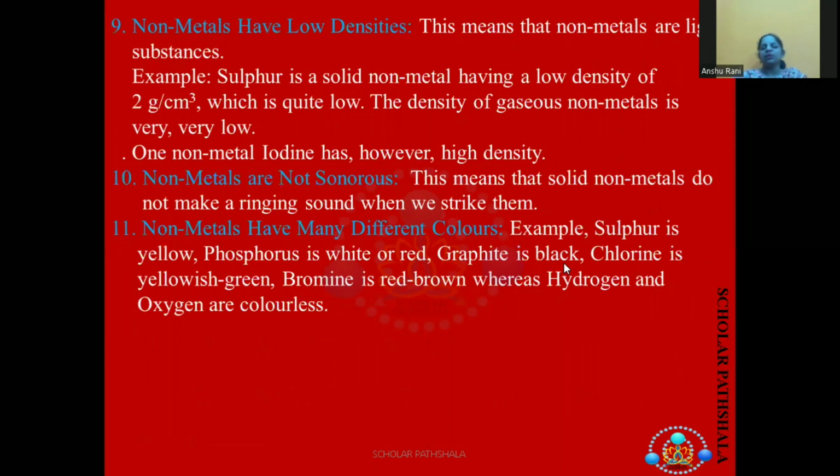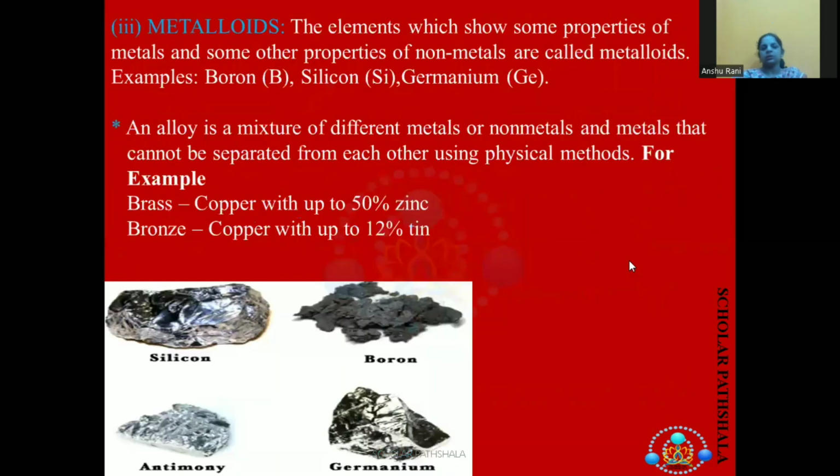Non-metals have many different colors. Sulfur exists as yellow sulfur. Phosphorus is white and red. Graphite is black in color. Chlorine is yellowish green in color, and bromine is red brown in color. So we have different types of non-metals with different colors.